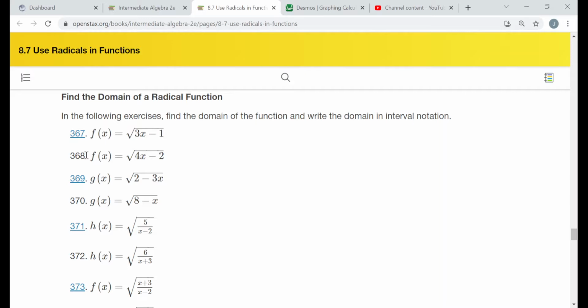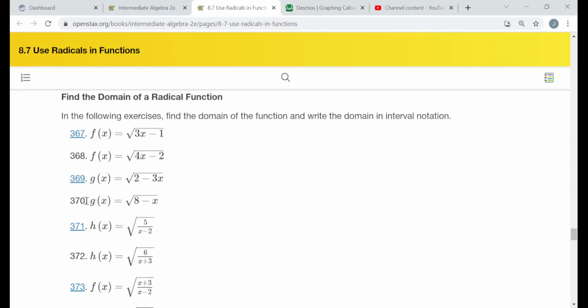I'm going to be working on only the even numbered exercises, so starting with 368 and going to 370 to 372 and so on. You may notice that the odd numbered exercises have a link on them, which if you click on, you'll be taken to the solution. So I'll be working on just the ones that don't have a solution available.